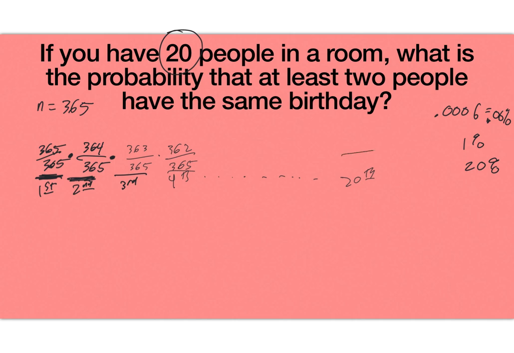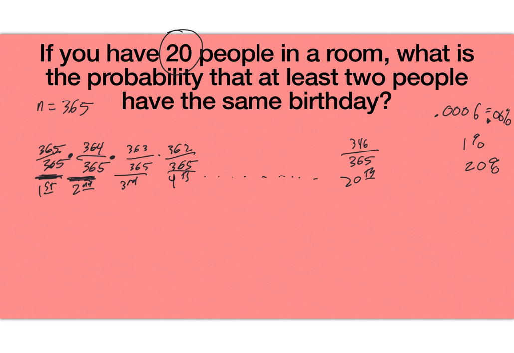It will be something over 365. Is it 94%? It's actually 346, because this was the first. The second person is minus 1. The third person's minus 2. You're right. So the 20th person's minus 19.